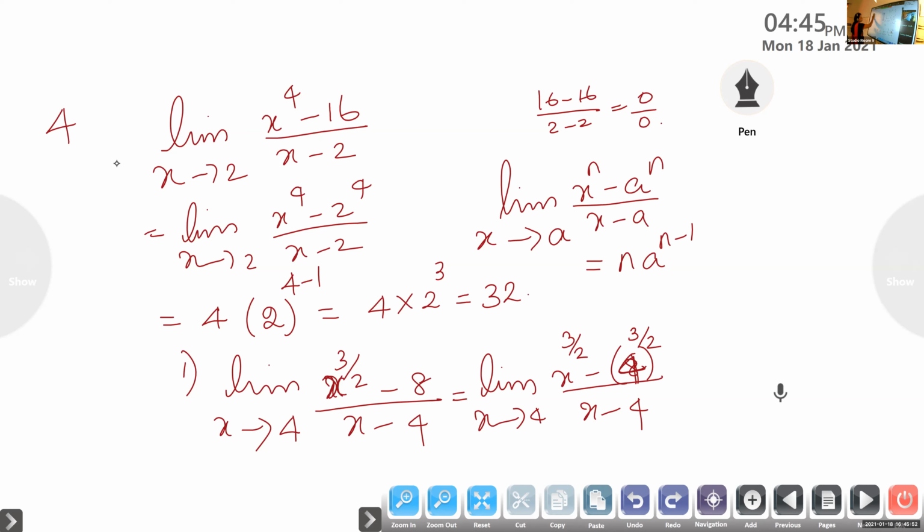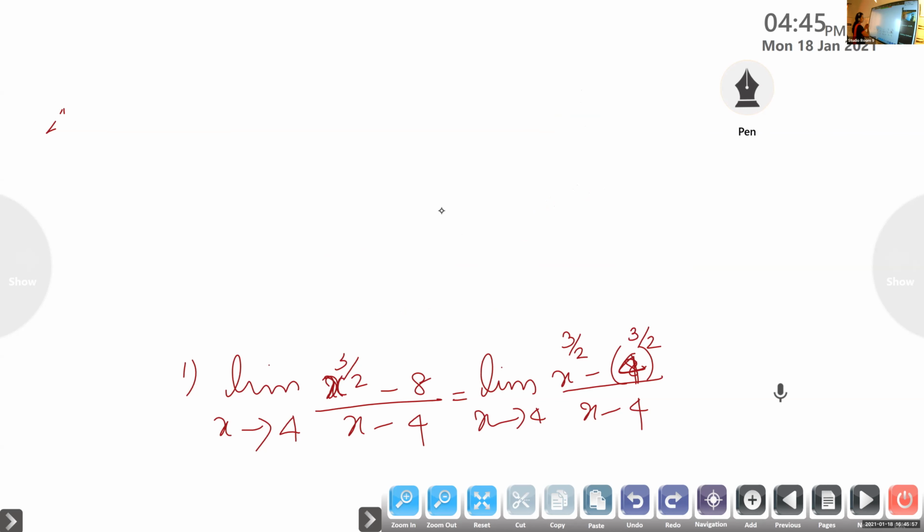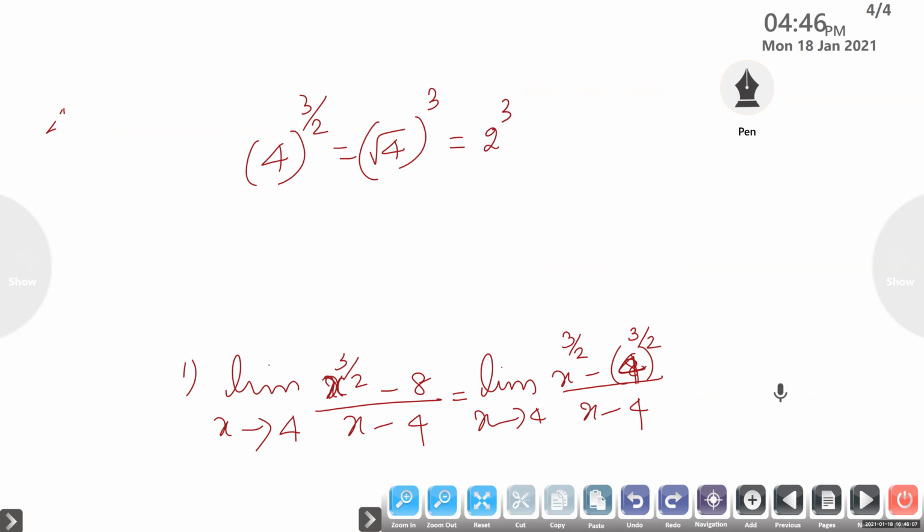4 raised to 3 by 2 means you have to take root 4, then cube it. What is the square root of 4? 2. 2 cube, isn't it? Which is 8. So 8, we can write this as 4 raised to 3 by 2.